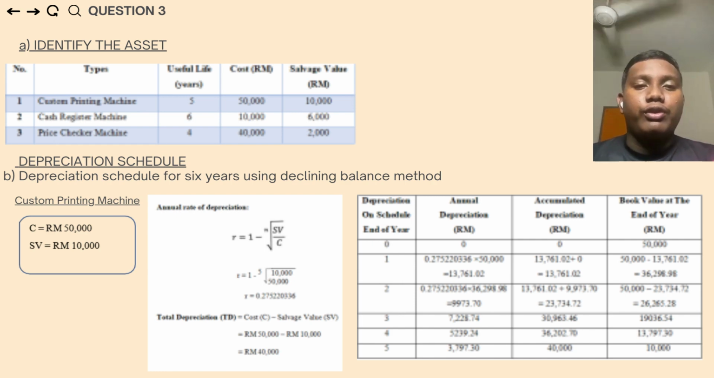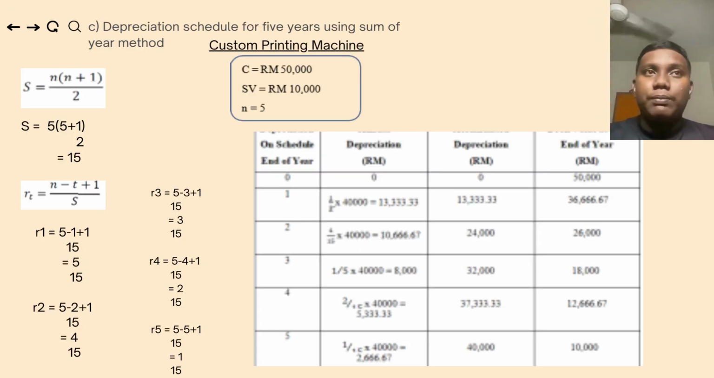So we get the 50,000 ringgit as the cost minus 10,000 ringgit as the salvage value. So we get the total depreciation is 40,000 ringgit. So yeah, here is the depreciation schedule using the declining balance method for the 5 years.